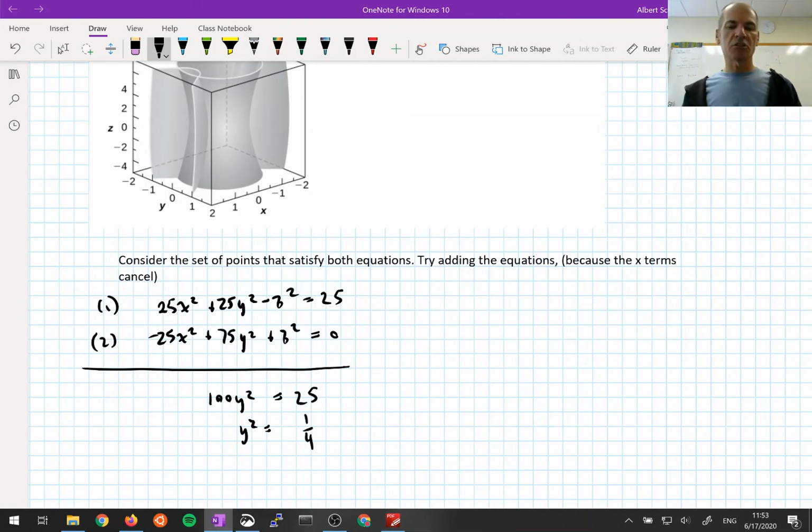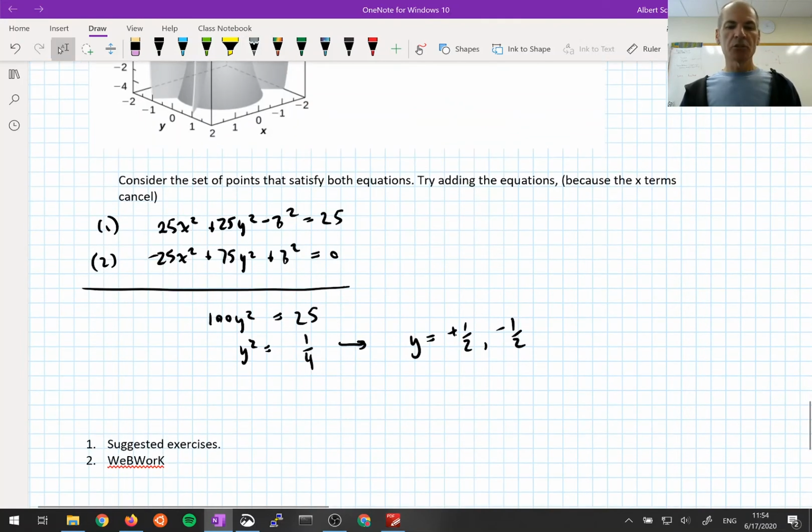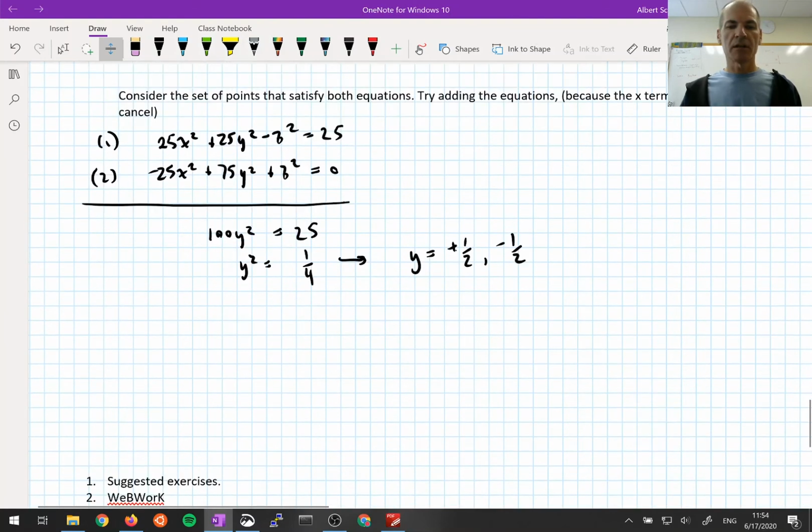How did I get that? I just divided both sides by 100. And from which it follows that y is either plus 1/2 or minus 1/2. So we've learned something about the set of points that satisfy both of these equations. Every single point that satisfies both equations has its y-coordinate as either 1/2 or minus 1/2. That's pretty interesting. So we have two cases to think about if we want to get more information.